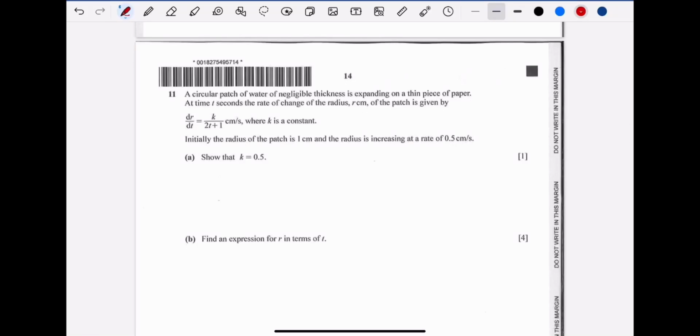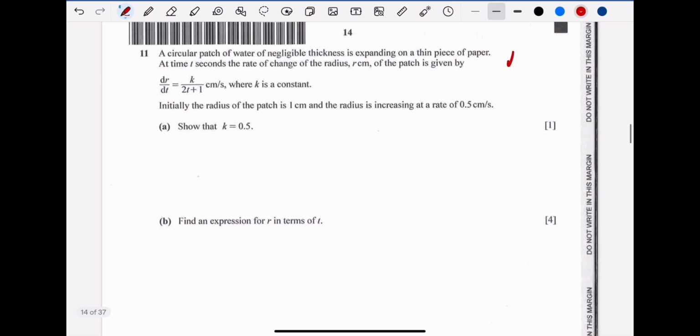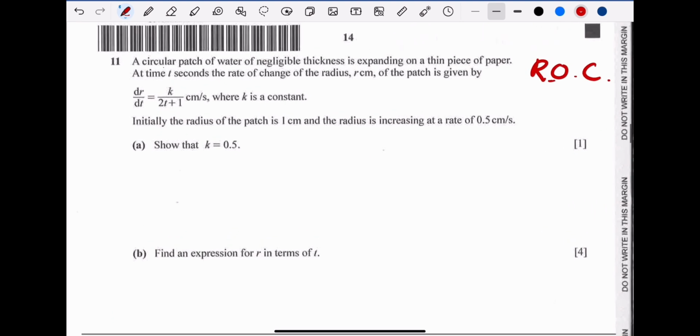Okay, so this is the 2023 paper 1 question 11 on the topic of rate of change. So they tell you that there's a circular patch of water, negligible thickness. Okay, so you don't need to worry about the thickness. It is expanding on a piece of paper. At time t, the rate of change of the radius is given by this equation, right? So they've given you your dr/dt.